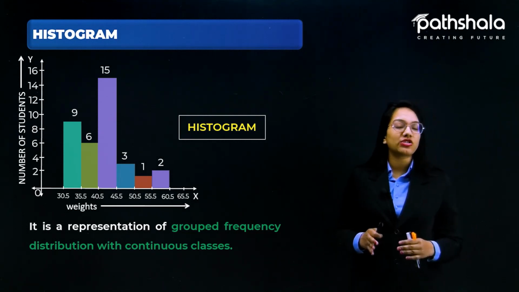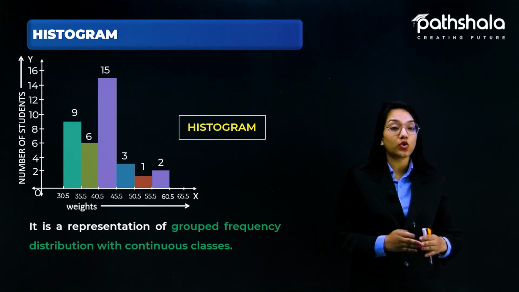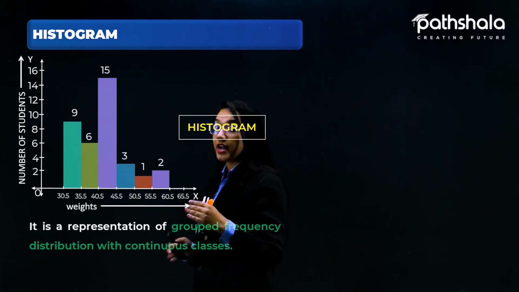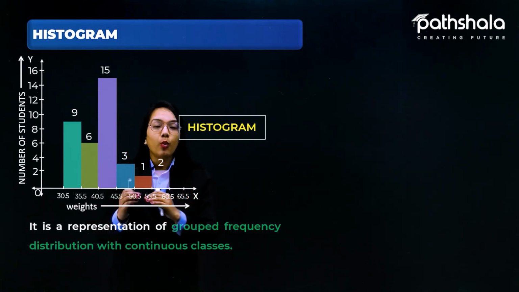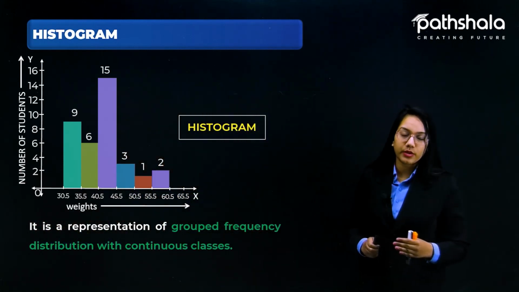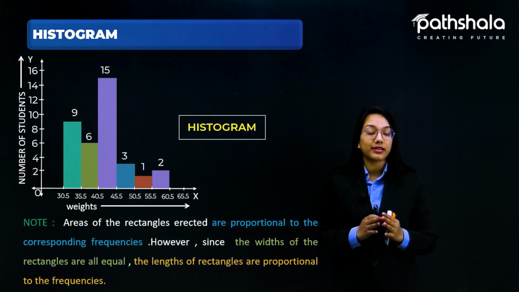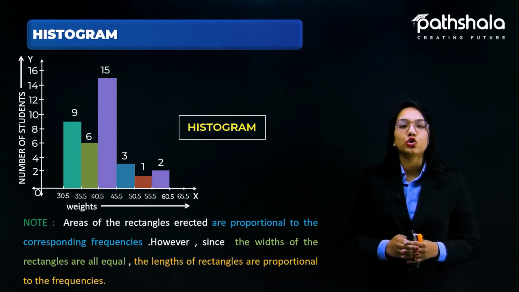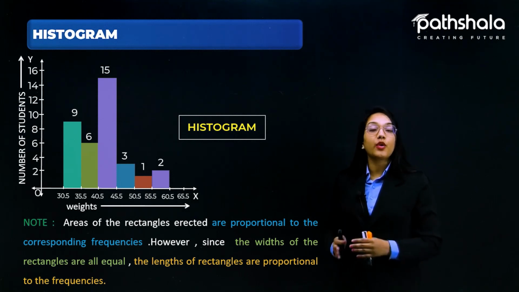As you can see, you can easily differentiate between a bar graph and a histogram, what a bar graph is and what a histogram is. It is a representation of a grouped frequency distribution with continuous classes. And there exists a very special note related to this histogram. What is that note? The note says the area of the rectangles, meaning the rectangular bars that we are forming over here, should always be proportional to the corresponding frequencies.